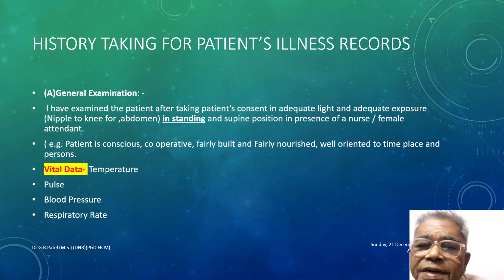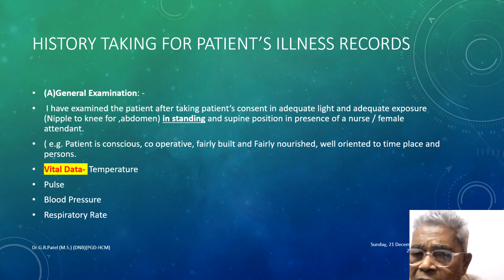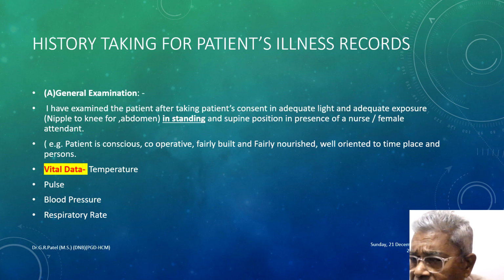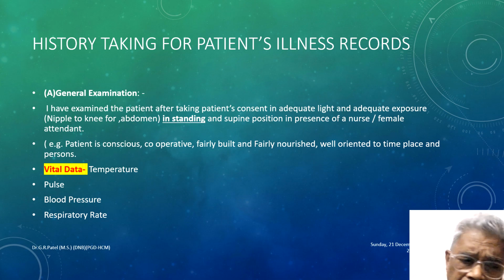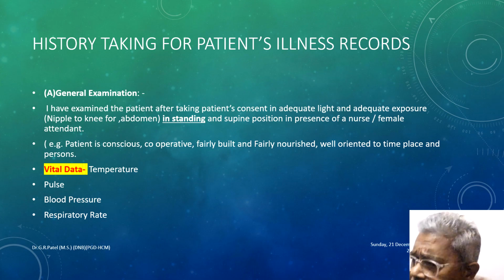Relative tachycardia and relative bradycardia are very important for the diagnosis of typhoid fever. For every 1 degree rise of temperature, the pulse rate must rise by 10 beats. Instead of that, if it is not increased, then it is relative bradycardia. The pulse required is 110, but it is only 80. So these features are diagnostic of typhoid fever: relative bradycardia, relative tachycardia.